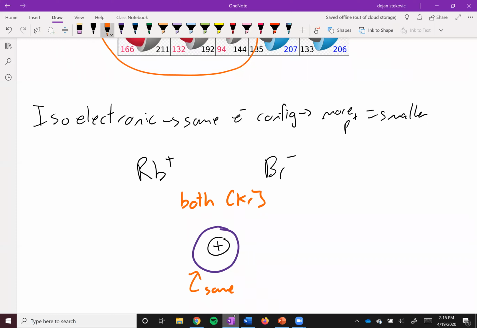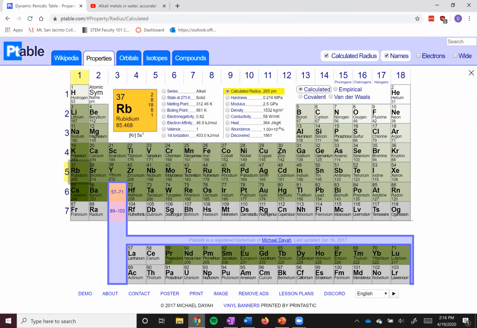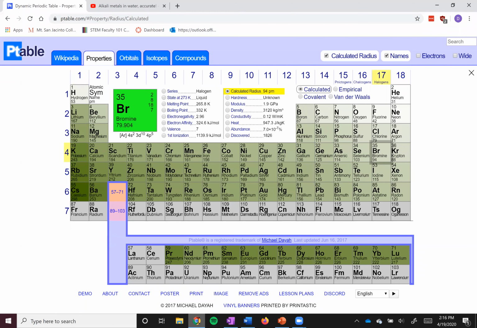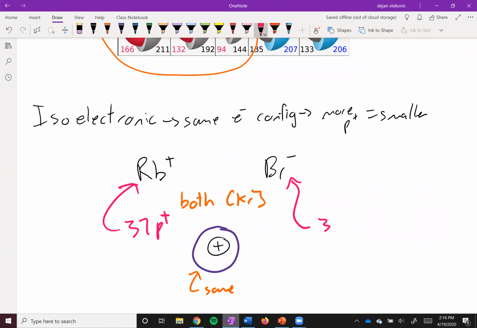But what's different is what's going on in the nucleus. Right, rubidium, if you think about that one, it's going to have 37 protons because it's the 37th element. And then bromine is going to have 35 protons. Right, so those protons are pulling the electrons in, making the atom smaller. So rubidium will be smaller because it's got more protons, and bromide will be bigger because it's got less protons.